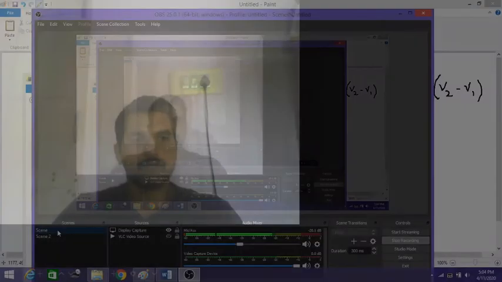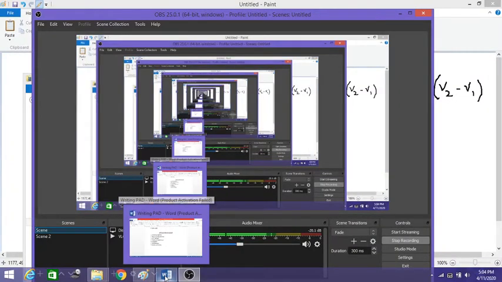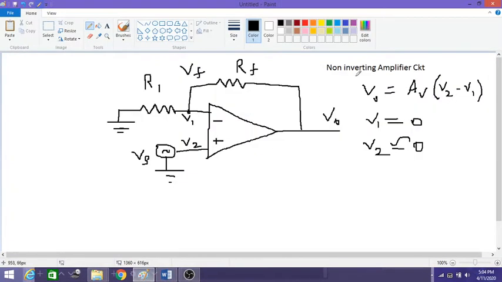So today we are going to discuss another application of Opamp, that is the non-inverting amplifier circuit. In the previous tutorial we have seen the analysis of the inverting amplifier circuit with a few examples. So now let us look into the circuit of the non-inverting amplifier.